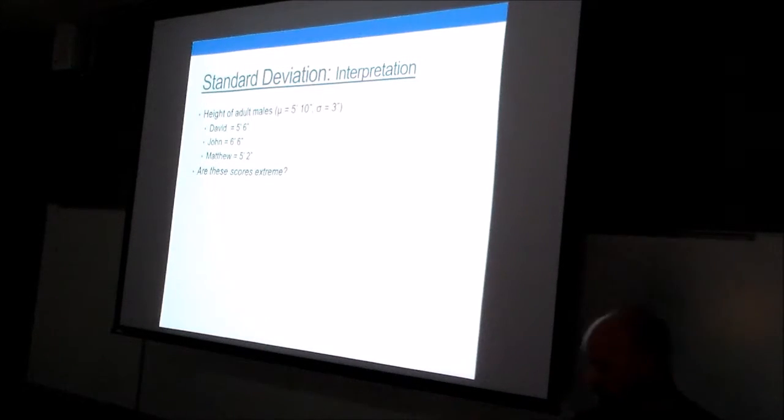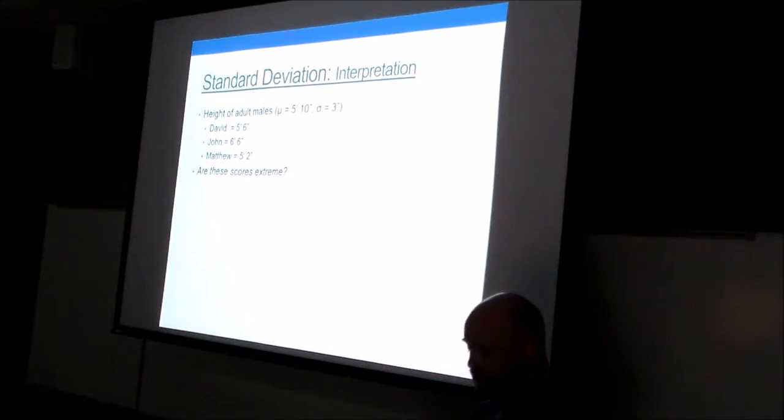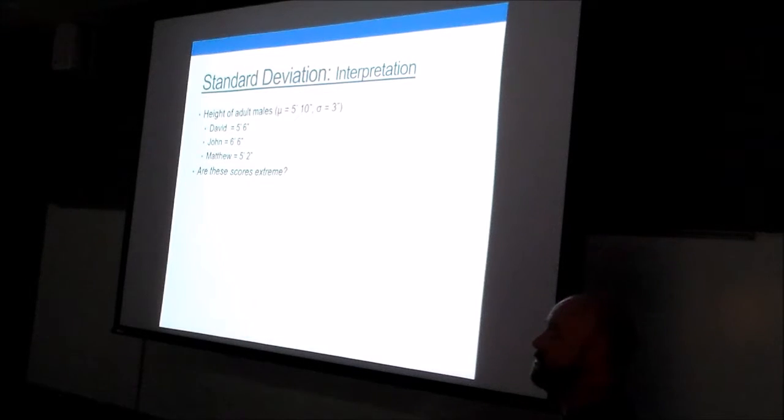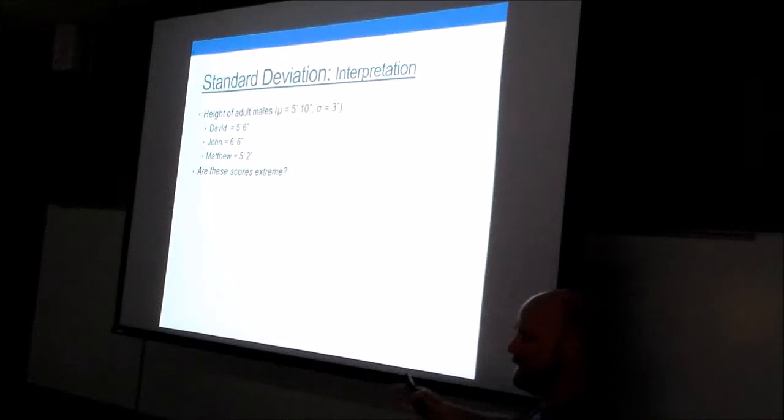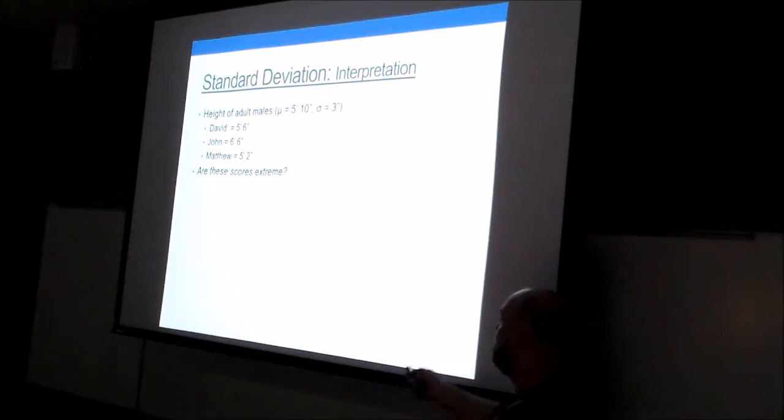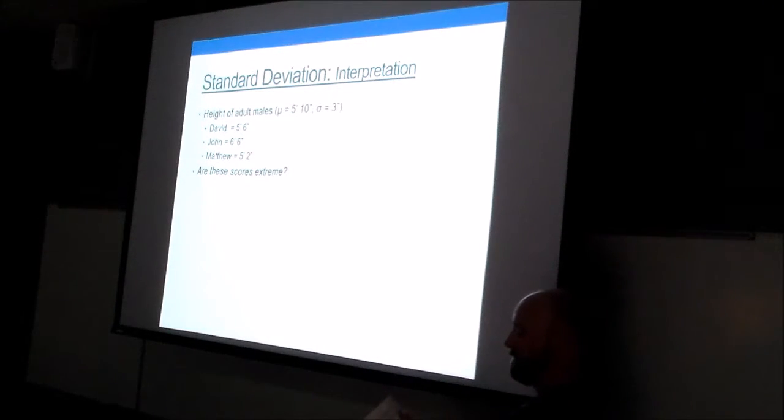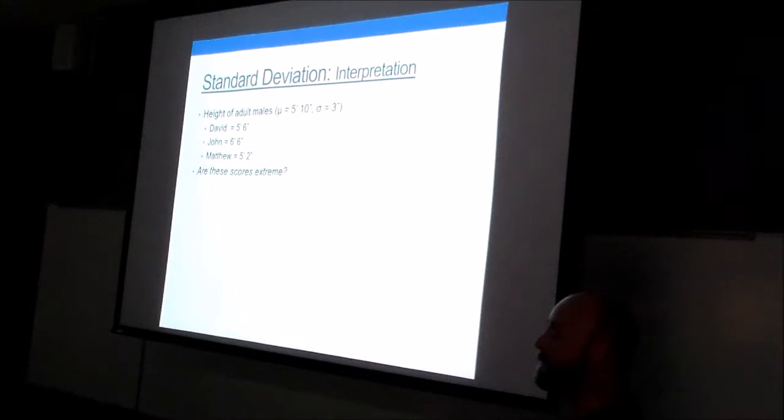He's more extreme. Yeah. John is about close to 2 3/4 of a standard deviation above the mean, right? So we're starting to get more extreme here. What about Matt? Matt's 5'2". It's 2 standard deviations below the mean, right?